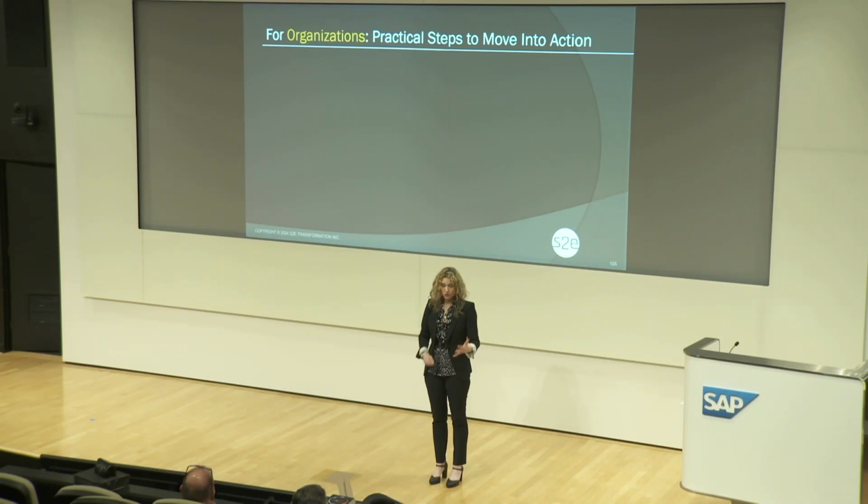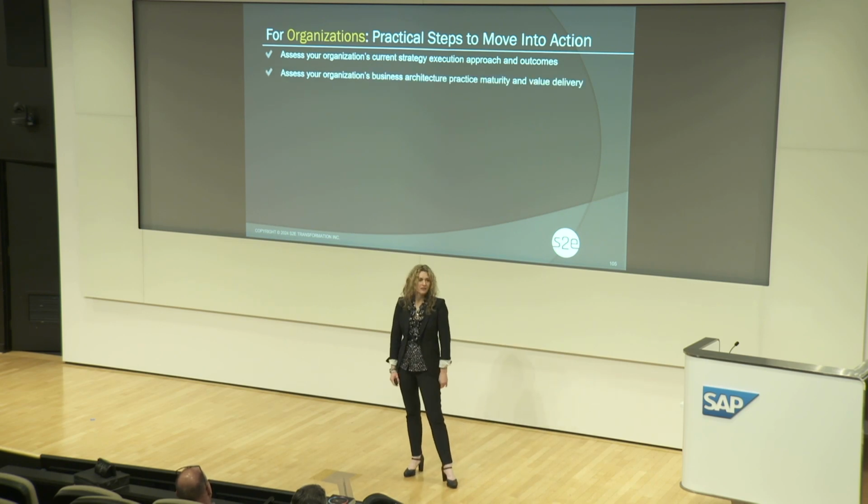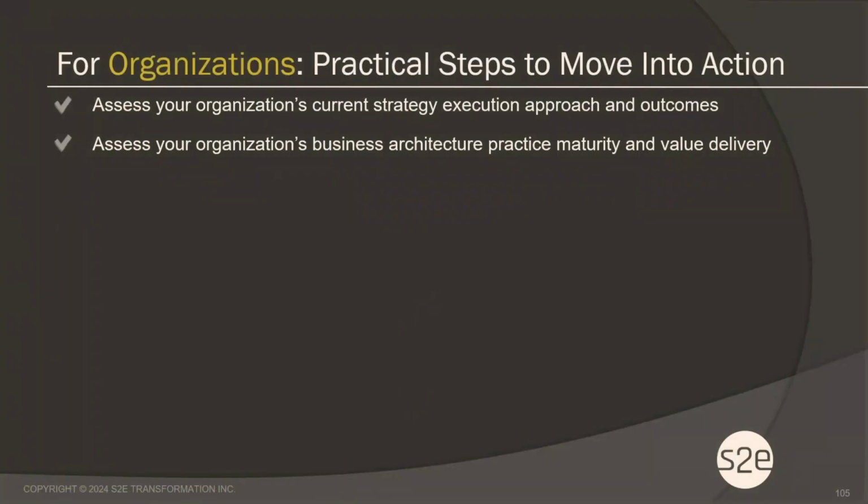So I'll share some next steps for organizations to move into action and then for individuals, because I know this has been a lot of information, so where do we go from here? There are two assessments that I think are nice starting points for an organization. One is just overall, how well do we do strategy execution, right? Are we getting the outcomes we want to get? Where can we improve? Where do we have opportunities?